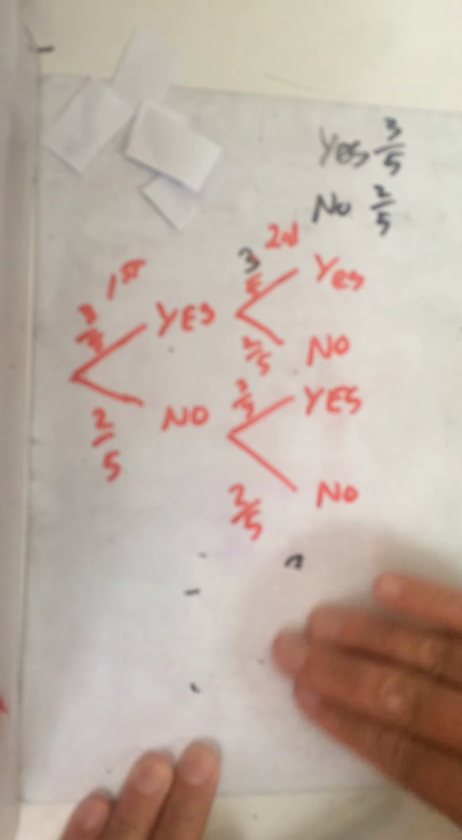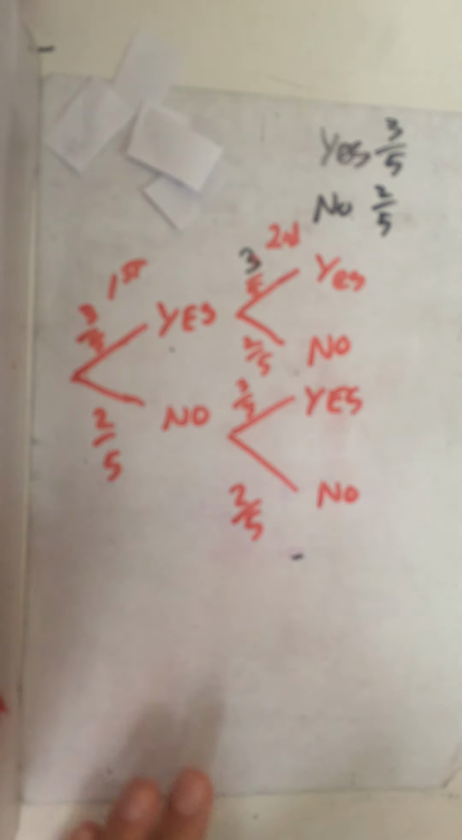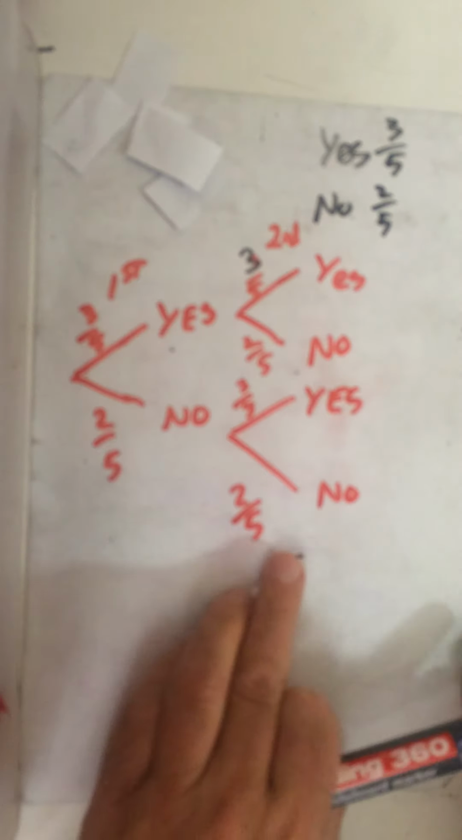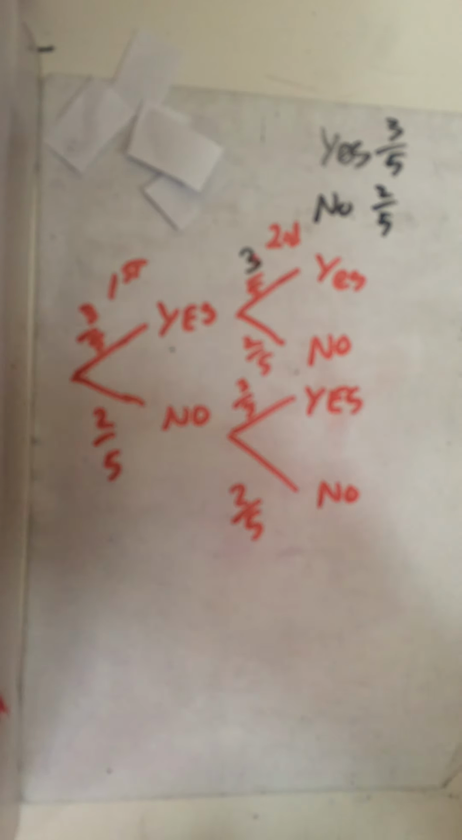The bit where it gets a little bit trickier is if you're asked what is the probability of getting one yes card and one no card. Now it doesn't say it has to be in any particular order.